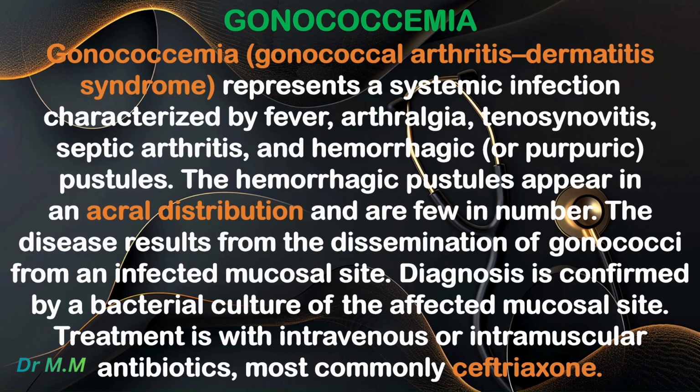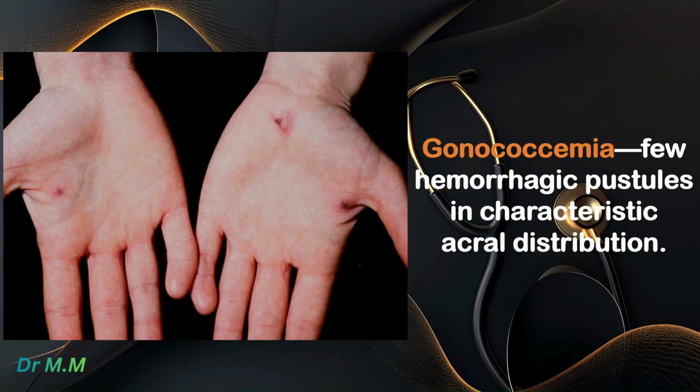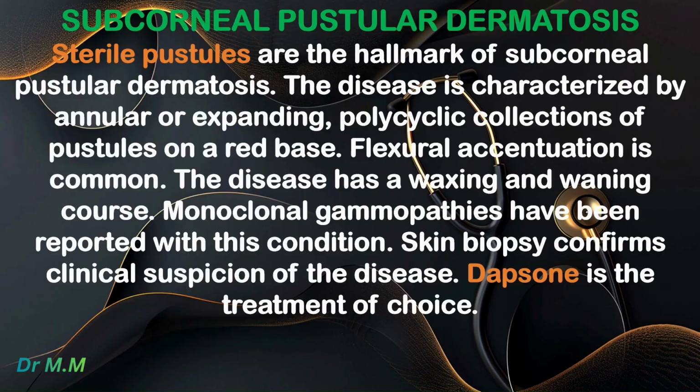The disease results from the dissemination of gonococci from an infected mucosal site. Diagnosis is confirmed by a bacterial culture of the affected mucosal site. Treatment is with intravenous or intramuscular antibiotics, most commonly ceftriaxone. Gonococcemia, few hemorrhagic pustules in characteristic acral distribution.